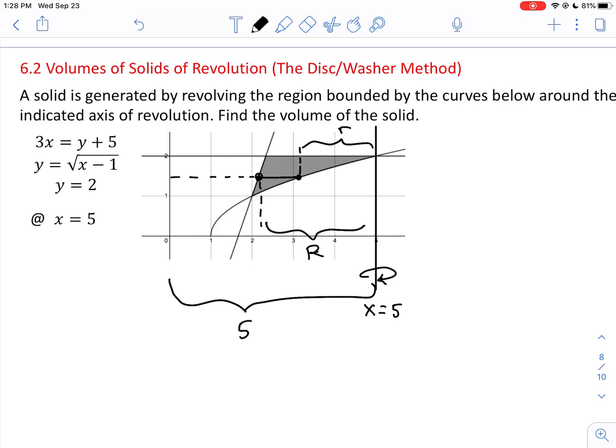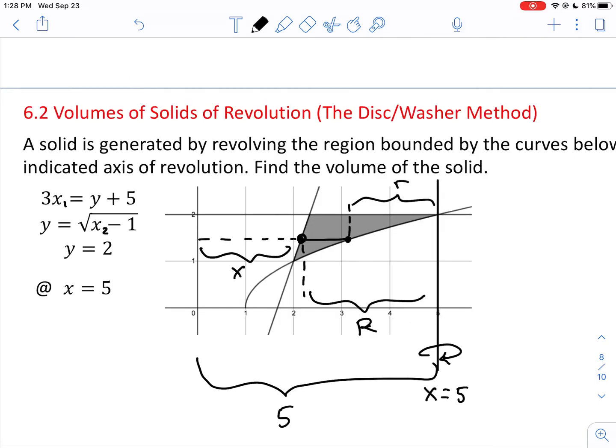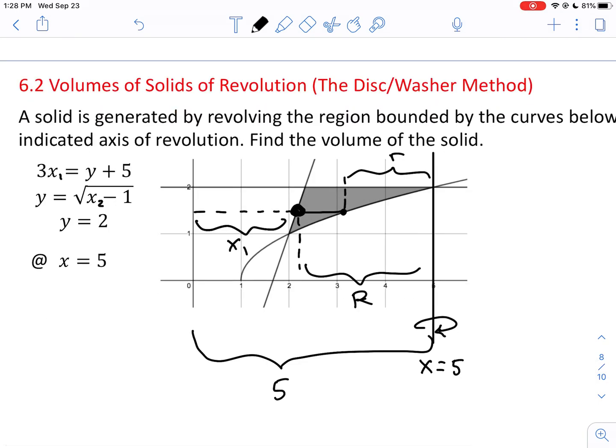The point that's helping to dictate where big R is, is that point here, which is on this curve here. So that's the one that we said was our x sub 1, and this is our x sub 2. So this length right here is x sub 1. So from this diagram, you can see what big R has to be. It's going to be the whole length 5 minus this length here, x sub 1. Big R is equal to 5 minus x sub 1.